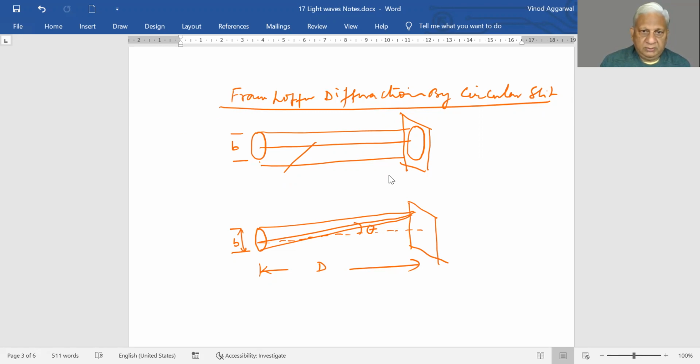Now, this will make fringes in circular fashion because the slit was circular. So the fringes will look something like this. You have a bright center, then a dark fringe, then a bright fringe, then a dark fringe, then a bright fringe, then a dark fringe, and so on and so forth. The center will be bright. These are dark fringes.